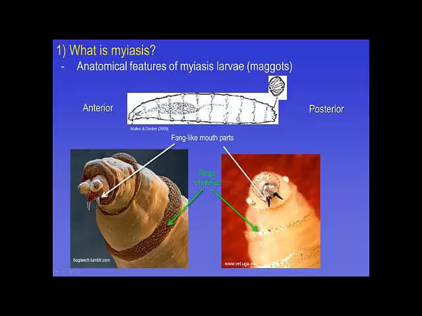And on the right you can see these fangs as well. These are dark black structures on this individual. Here are the mouth parts.